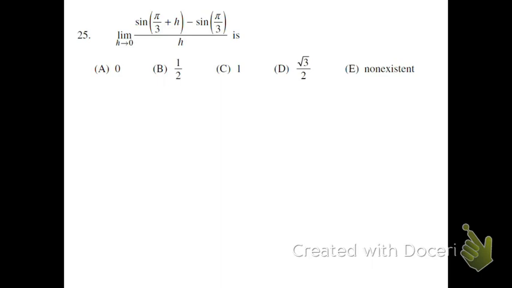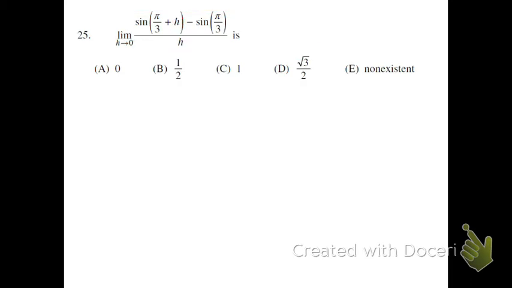This one looks crazy, and we're going to talk more about what this really is. This is actually the definition of a derivative in disguise, but I haven't even taught you that because I did things backwards. Anyway, if we go to plug in 0 for the h's, the numerator will be sine of pi over 3 minus sine of pi over 3, which is 0, and the denominator is 0. So L'Hopital's rule applies. So we do the derivative of the top.